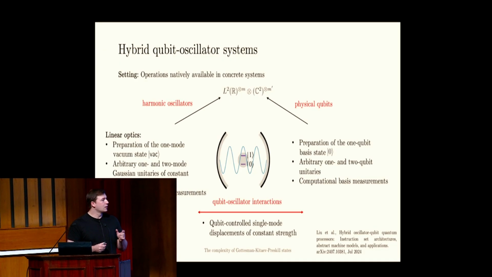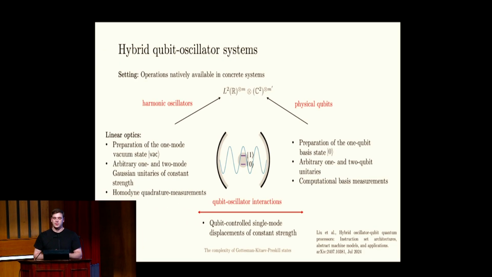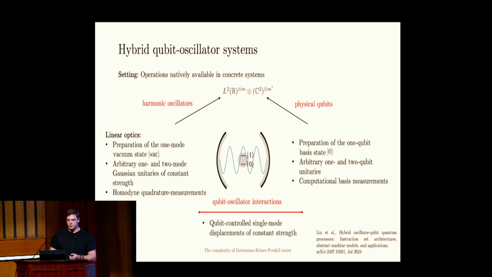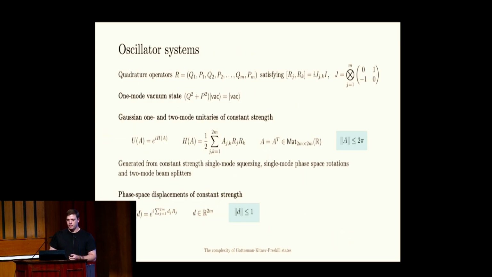As an upshot, this is the list of all operations that we want to allow. As you can see, there are operations only acting on the oscillators, and operations only on the physical qubits. But to make the set powerful, we also need interactions that act on both the qubit and the oscillator in parallel.